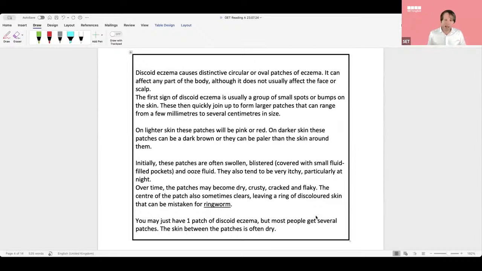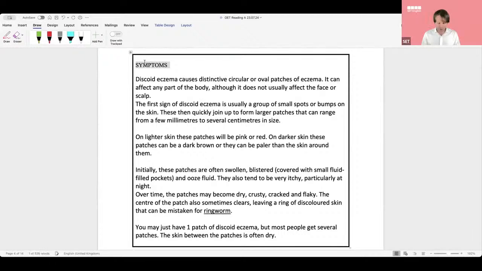Okay, I'm going to ask Edda. Edda, can you say hello? Hello. What's the main idea? The main idea is eczema and symptoms. Is she right, guys? Is it symptoms? Yes. Okay, so Edda, how did you find the main idea?